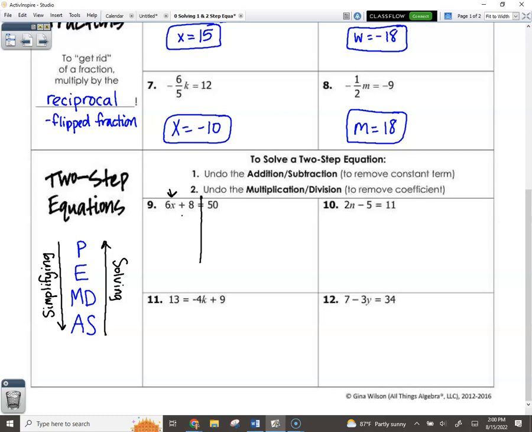5. Subtraction. 6x comes down. 50 minus 8 is 42. Now, 6 is being multiplied with the x. What's the opposite of multiply? Divide. So we're going to divide both sides by 6. And x is 7.